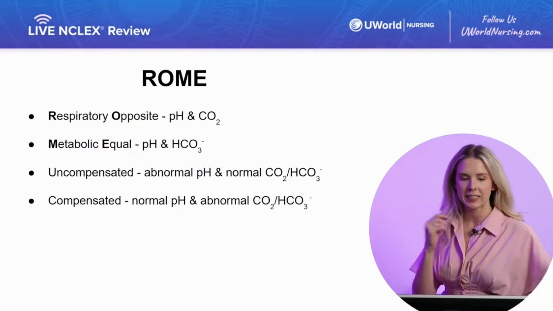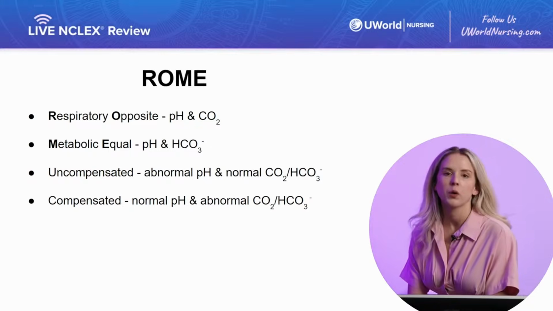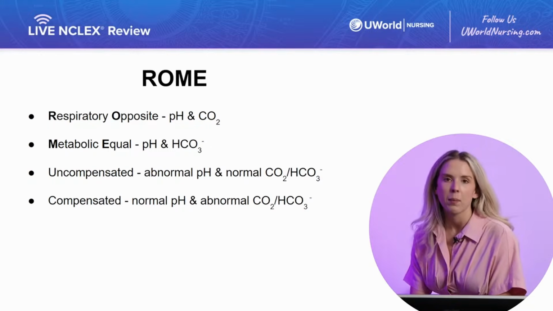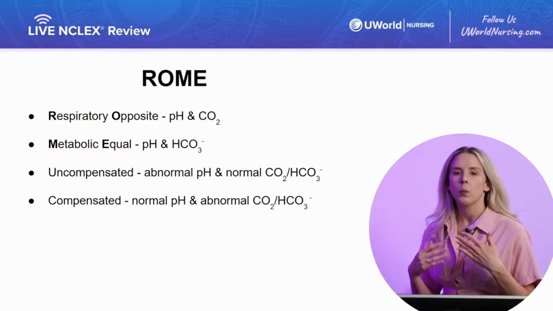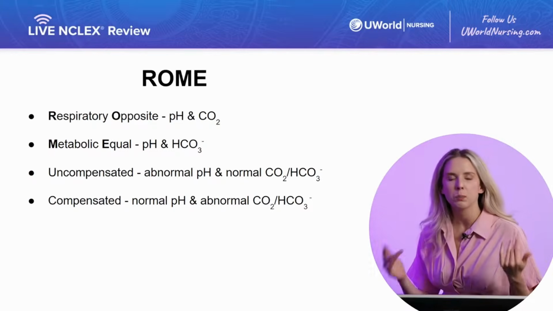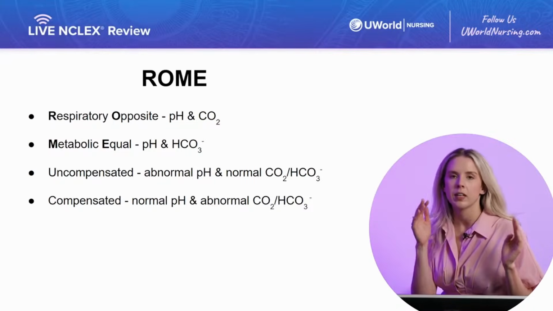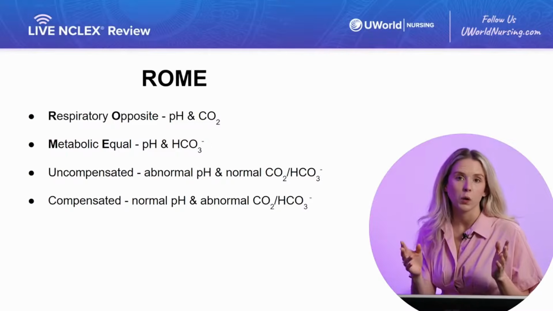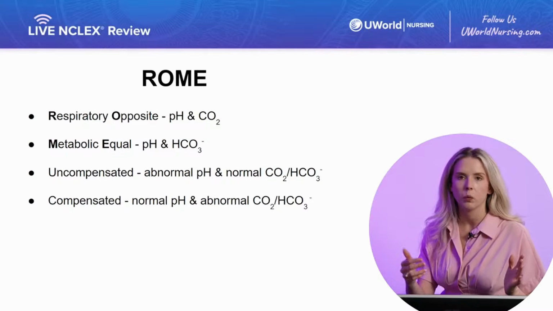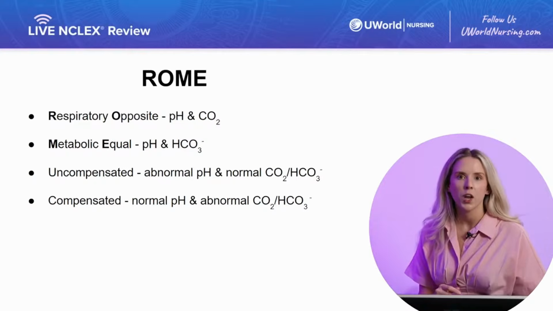All right, and again, a great time to take a screenshot or take this one with you. But ROME stands for respiratory opposite, metabolic equal. So what this means is we know we can decipher if it's acidosis or alkalosis. That one's pretty easy. We just take a look at that pH. Is it between 7.35 and 7.45? Then we know it's normal. If it's higher than 7.45, we know we're in alkalosis. And if it's lower than 7.35, we know we're in acidosis.